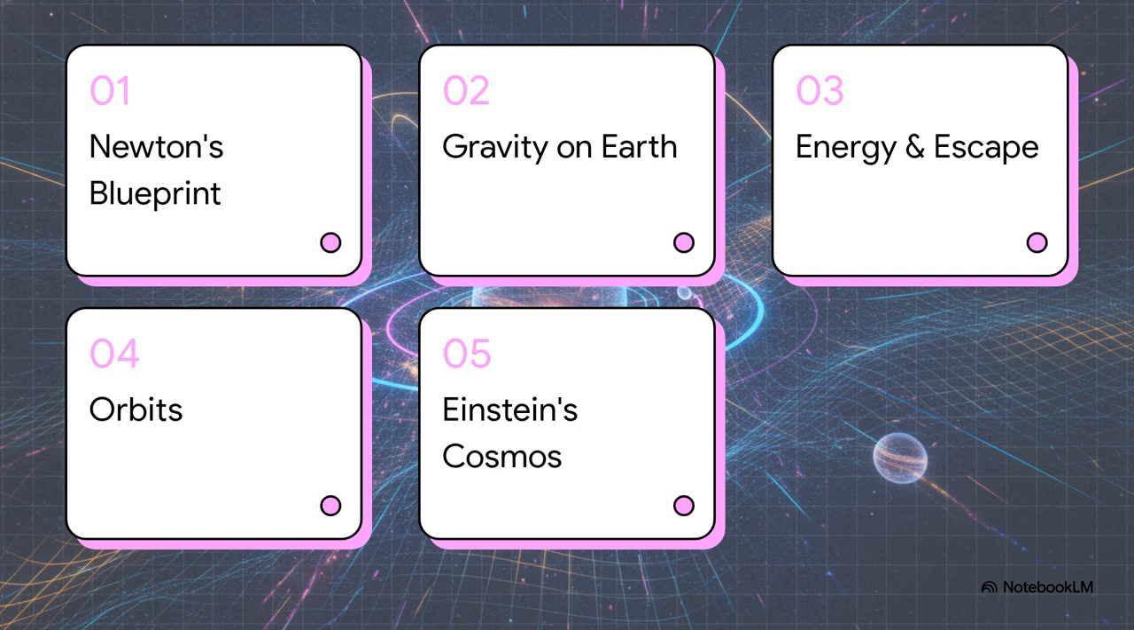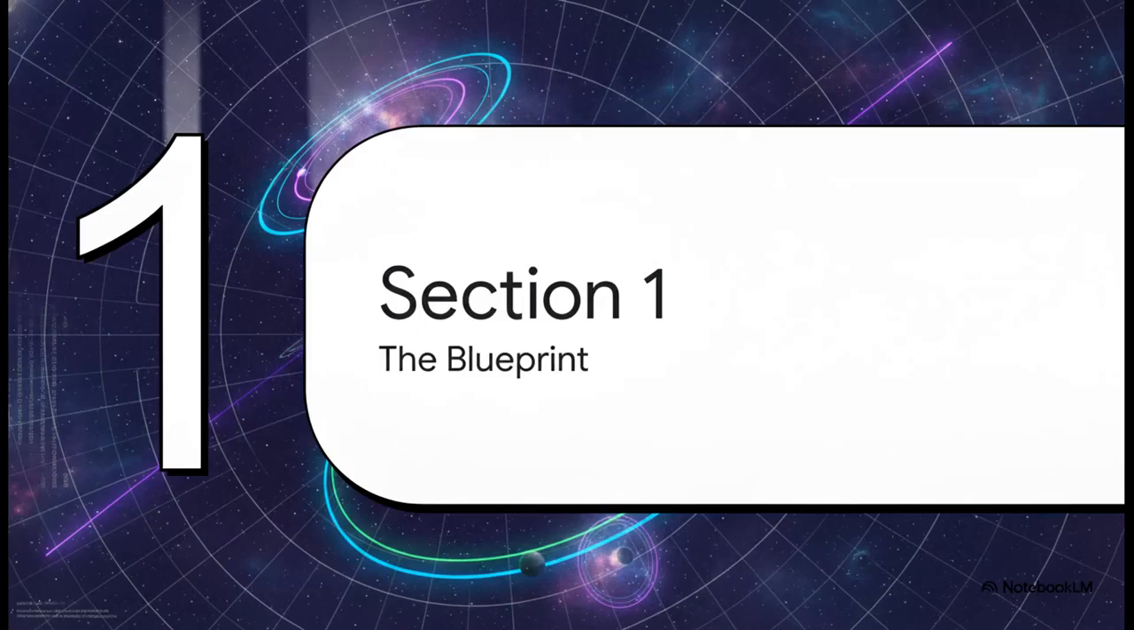We'll hit 5 key areas. First, Newton's blueprint. Second, gravity on Earth. Third, energy and escape. Fourth, orbits. And finally, number 5, Einstein's cosmos. Starting right off with Section 1, the blueprint.